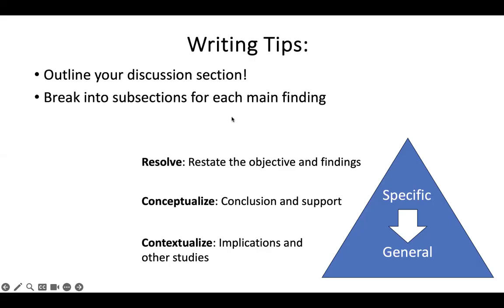Additionally, I really suggest breaking this discussion section into multiple different subsections for each of those main findings, those main results that you have in your paper. In this case, you'd basically be going through multiple of these different pyramids where you say an objective and then conceptualize, contextualize, and then restate another objective and finding, and then draw conclusions from that one again. And then you can have an overall conclusion at the end where you bring everything together.